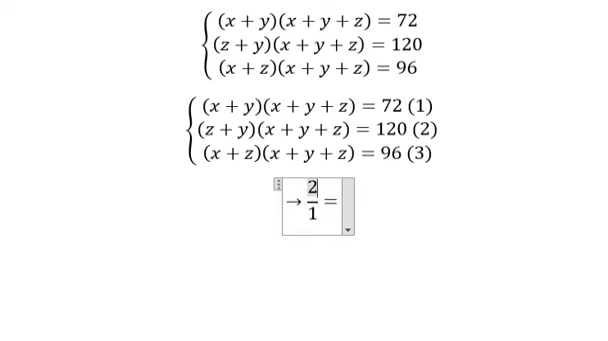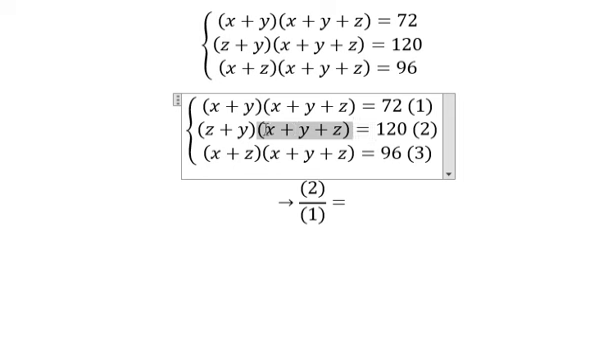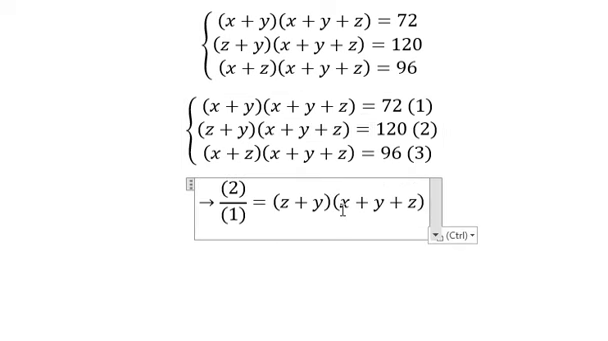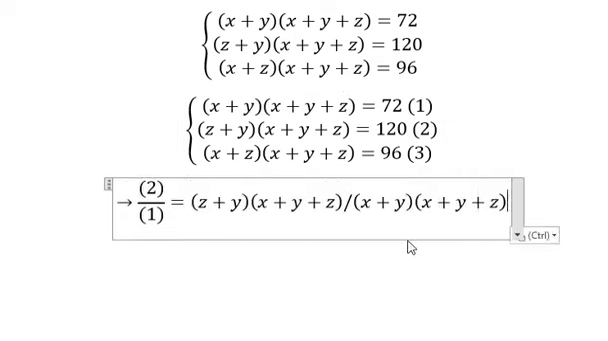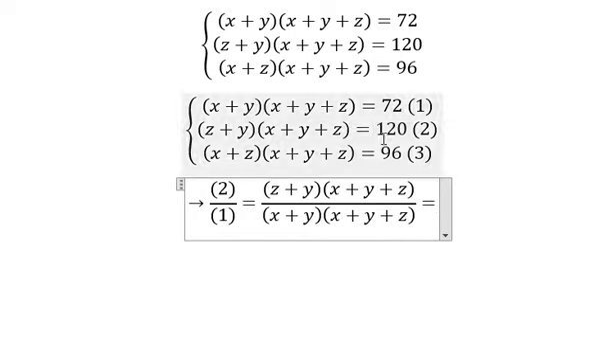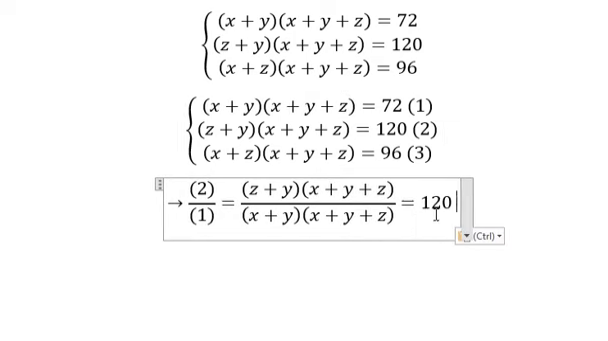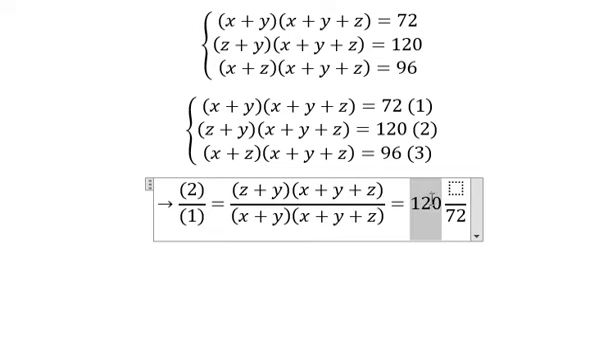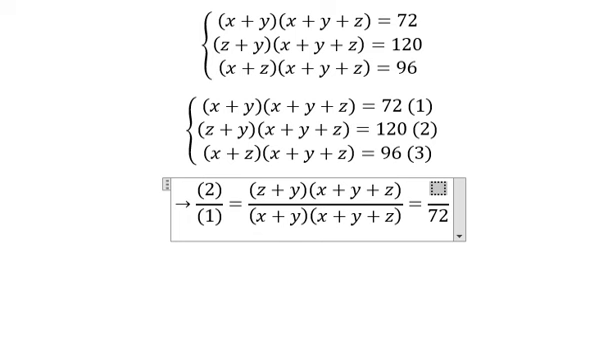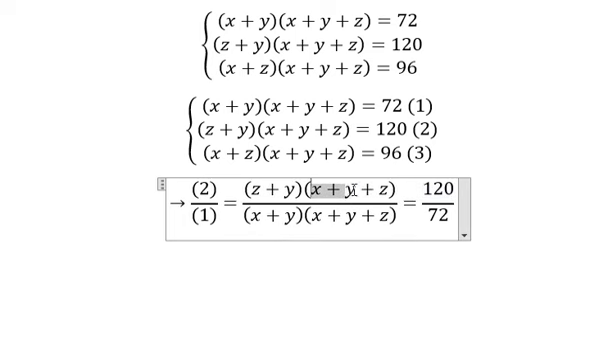So in this situation, you can see that this one divided by this one. That means this number divided by this number. So we can simplify this one over this one, and we just have it like this.